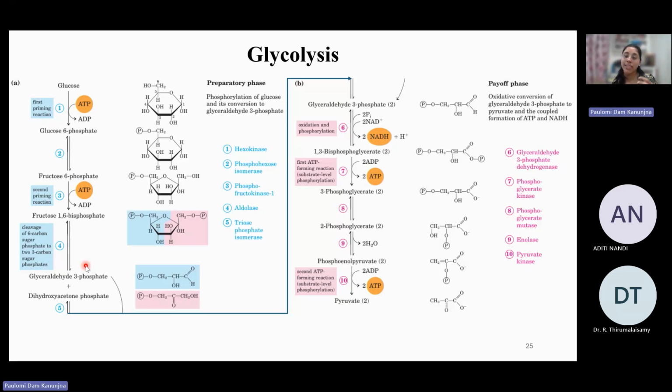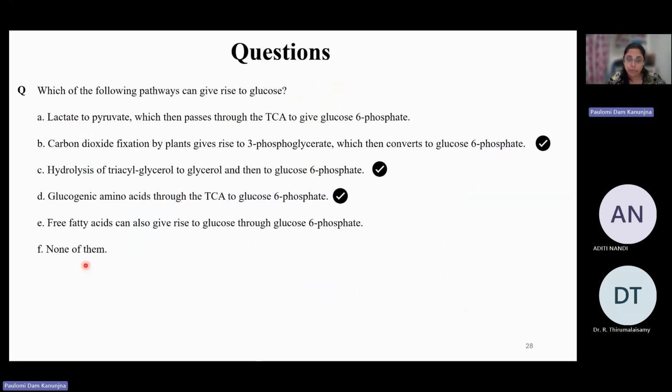That's not how the cell will function properly. So for the cell to function properly, everything should be at optimum condition and at desirable concentration. And that is why all these enzymes, the major enzymes that are committed to glycolytic pathways, are highly regulated. One of them is phosphofructokinase 1. Okay. All right. So this you should remember.